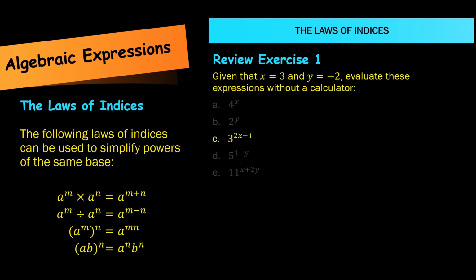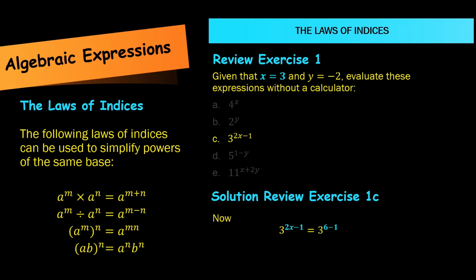And now let's have a go at review exercise 1c. Evaluate 3 to the power 2x minus 1, given that x equals 3. So let's solve this. 3 to the power 2x minus 1 equals 3 to the power 6 minus 1, which equals 3 to the power 5. Which equals 3 times 3 times 3 times 3 times 3. And this is equal to 243.